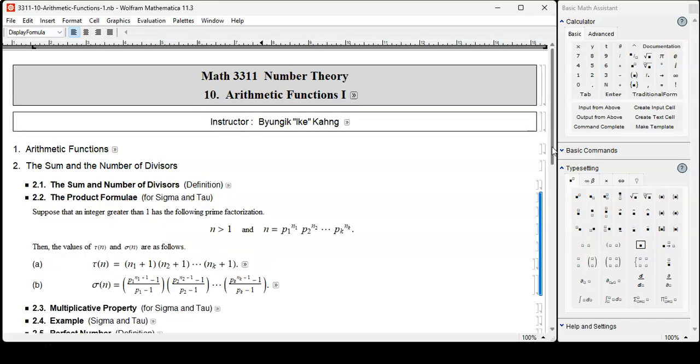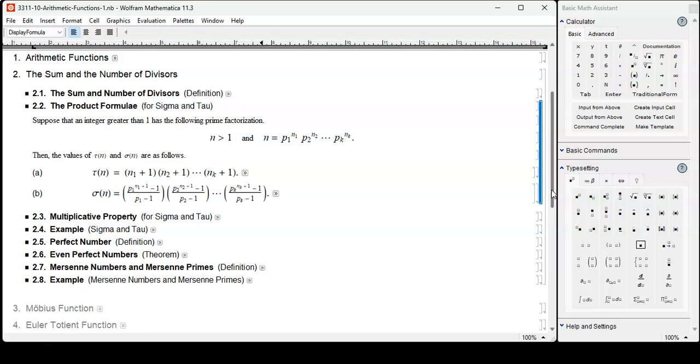The first topic we'll discuss is the product formulae. Suppose that we have a prime factorization of n. Then tau of n can be calculated like this product formula, and sigma of n like this. This one is simpler, and actually even the proof is pretty simple too. It's just a combinatorial argument.